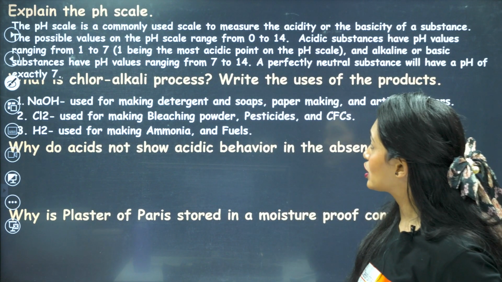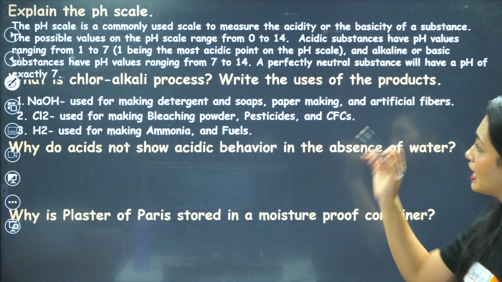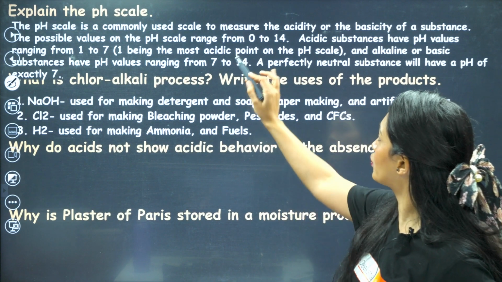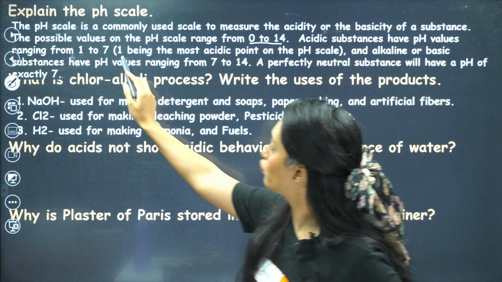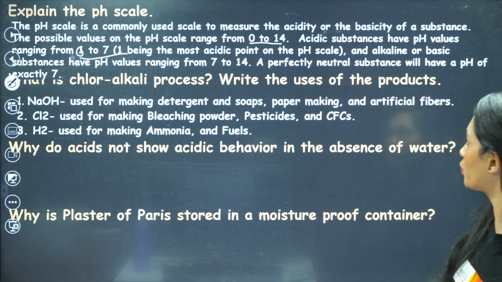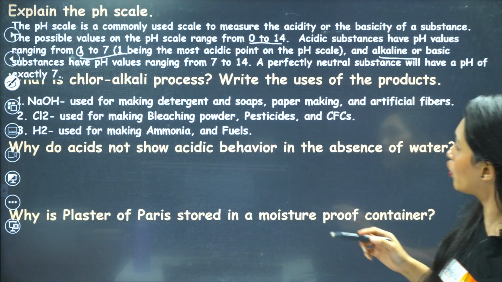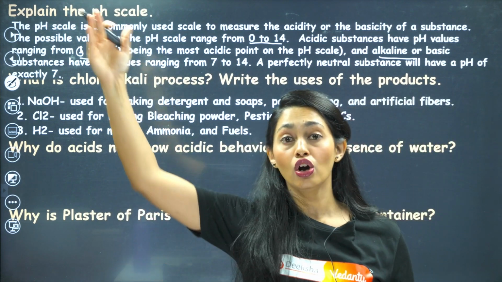So the pH scale is a commonly used scale to measure the acidity or the basicity of a substance. The possible values of the pH scale range from 0 to 14. Acidic substances have pH values ranging from 1 to 7 or 0 to 7, 0 being the most acidic point on the pH scale, and alkaline or basic substances have pH values ranging from 7 to 14.